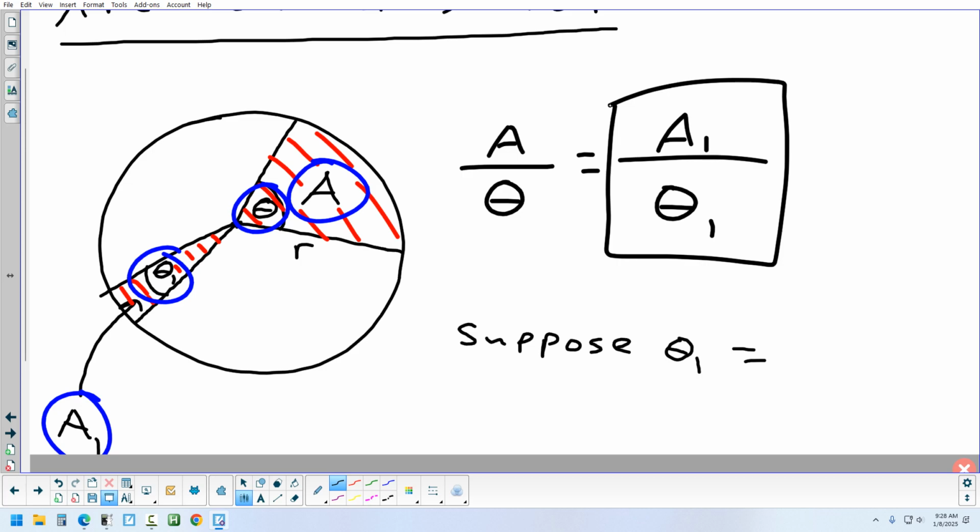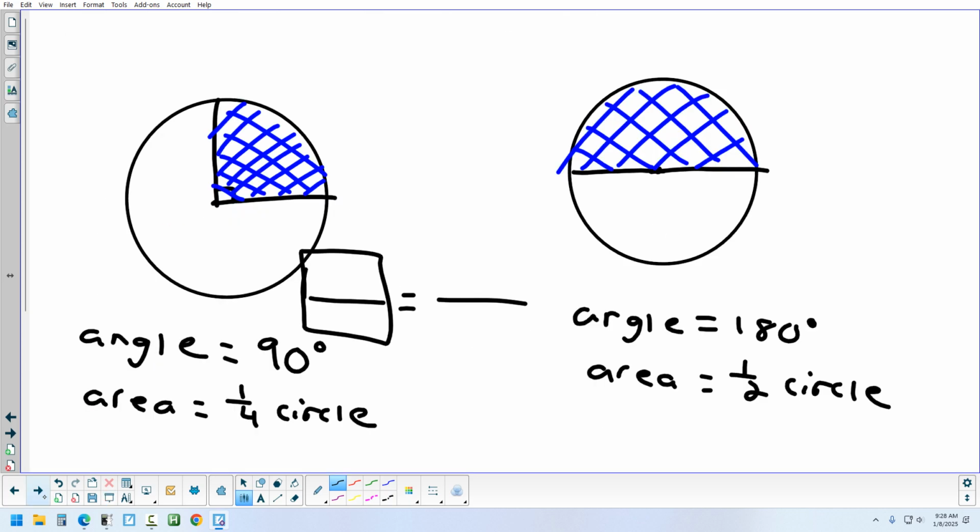So what we're going to do is we're going to suppose that theta 1 is 2 pi radians. Okay, I could suppose anything I want. But now that I'm supposing it's 2 pi, I need to figure out the right thing for A1 to make this a true statement. Let's go back to our picture, and I want to see how big 2 pi is. Does anybody remember what's 90 degrees in radians?